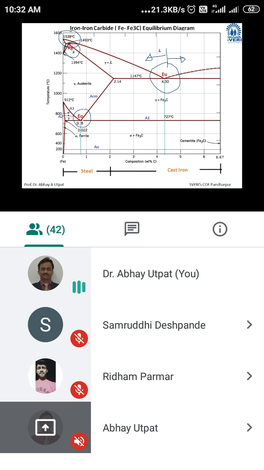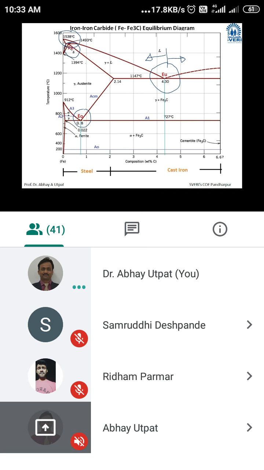What type of question is asked? There are 2-3 types of questions asked on this diagram. First, a simple question: draw the neat sketch of the iron carbide equilibrium diagram. Show temperatures, phases and transformations. You have to only draw this diagram with nomenclature, and you will get 5 out of 5 marks.